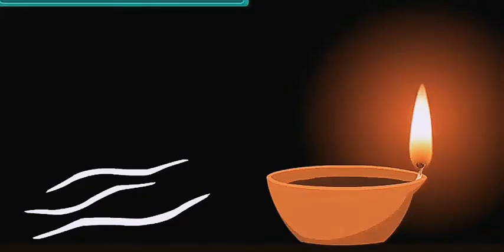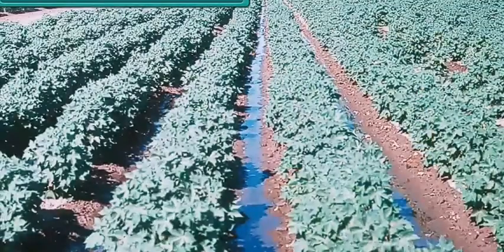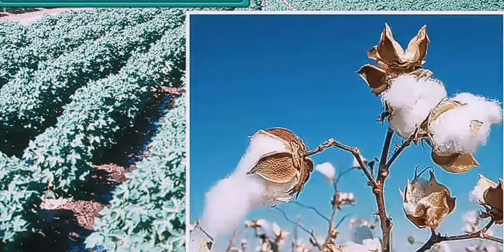Some plant fibers. Have you ever made wicks of earthen lamps during the Diwali festival or other occasions? Do you know that they are made up of cotton? This cotton is obtained from cotton plants which are grown at places having black soil and warm climate. The fruits of the cotton plant, after maturing, burst open and seed-covered cotton is obtained.